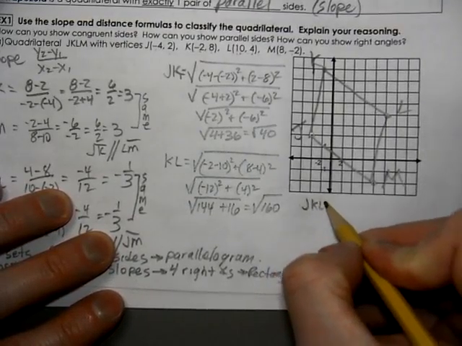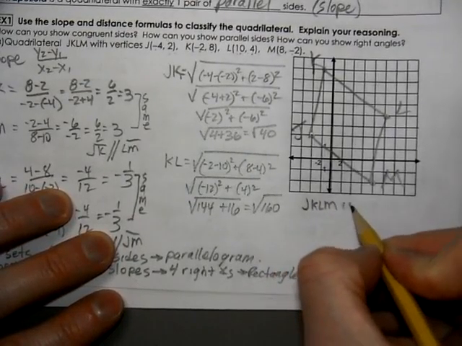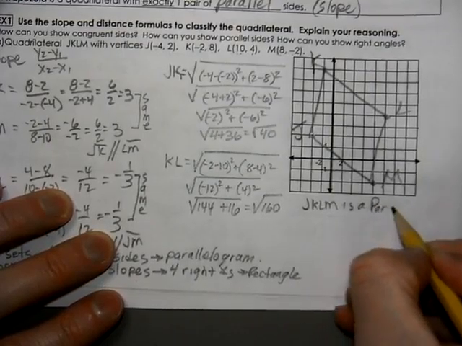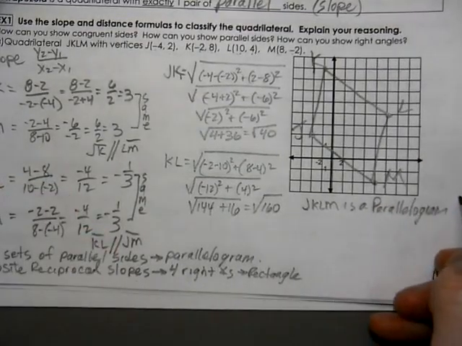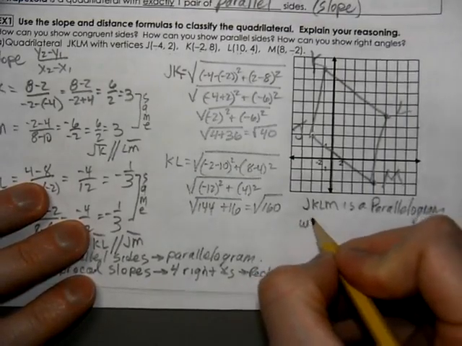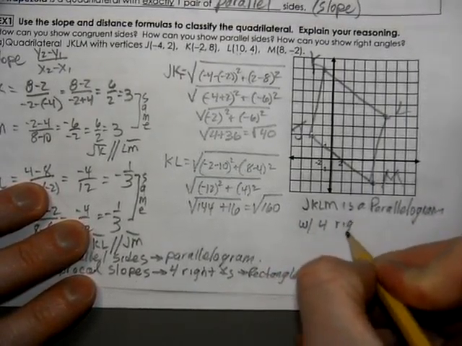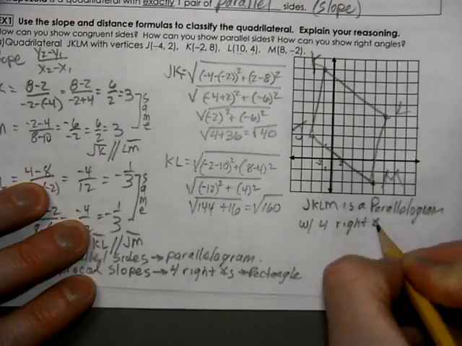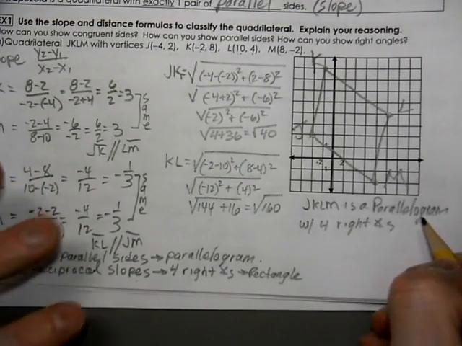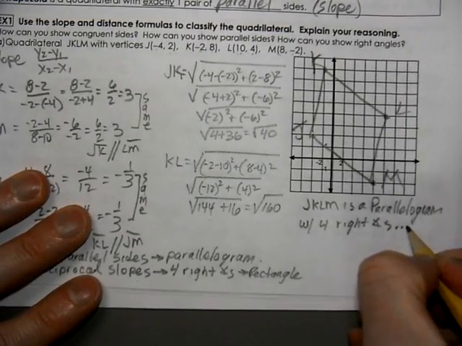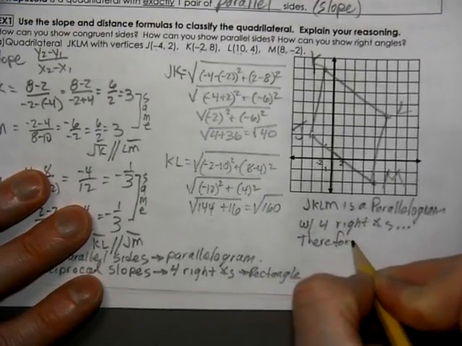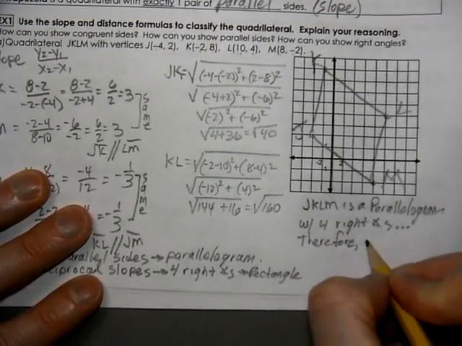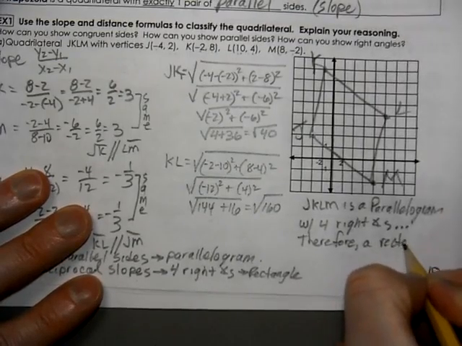So JKLM is a parallelogram with 4 right angles, therefore a rectangle.